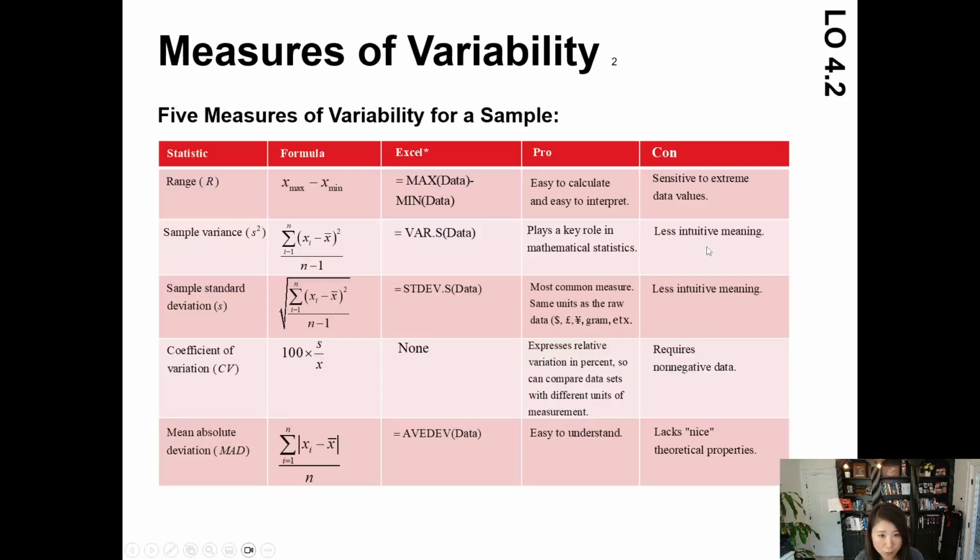Here I want to show you what we're going to learn in this class related to dispersion: the range, sample variance, sample standard deviation, and coefficient of variation. On this page I also show you the Excel formulas. We'll work on practice questions and look at how to do it by hand. The last one, the MAD, mean absolute deviation, we will cover a little bit, but that's not the one we're going to focus on. We're going to focus on range, sample variance, sample standard deviation, and coefficient of variation.